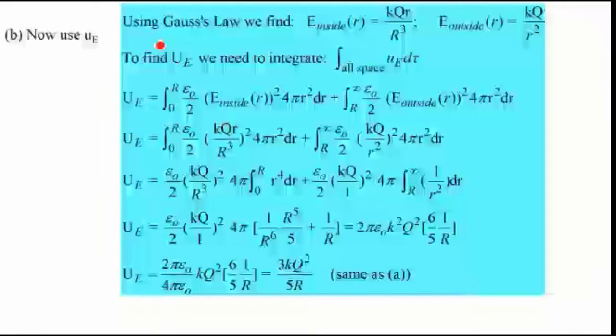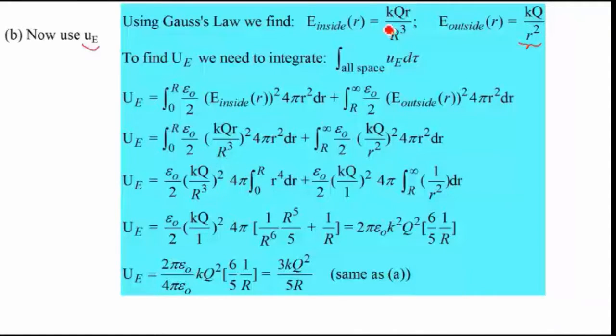Now let's use the electrostatic energy density, which is U sub E. For that we need the field, because remember the energy density is epsilon naught over 2 times E squared, so we need the field. We need it both inside and out. The outside is actually easier. We just take all of the charge and put it at the center of the sphere, which we can do because of the spherical symmetry. So it's just the Coulomb type E field, which is kq over r squared.